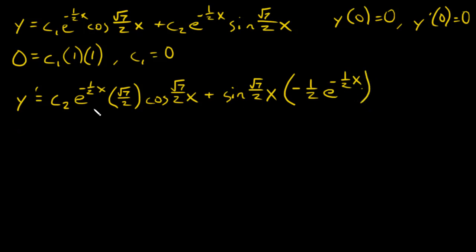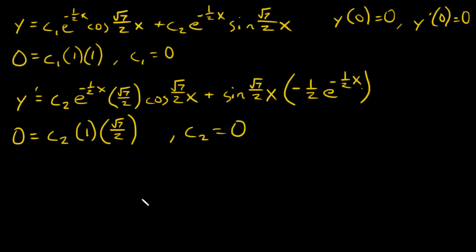Alrighty. Now y at 0 is 0, so I get 0 equals c2 times, well, this is a 1 again. And then I'm going to have, this is going to be a 1, so it's going to be root 7 over 2. And this whole term is going to go to 0 because the sine of 0 is 0. So I'm going to wind up with c2 equals 0, right? So what is the only solution to this set of initial conditions? y equals 0.